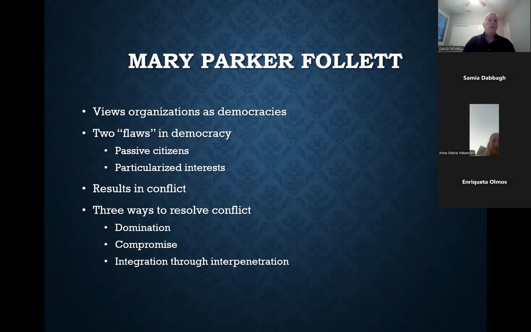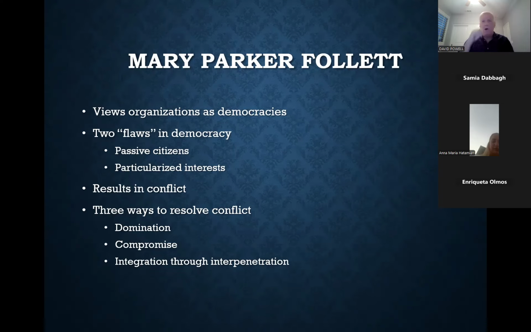The most appropriate way of dealing with conflict, she says, is through integration. Through integration, we allow people to participate. They share ideas, and as people share those ideas, the ideas interpenetrate from one person to another. That interpenetration of ideas allows us to create a synthesis of ideas to come up with a synthesized solution. That synthesized solution doesn't come from one group or another. It's something we have created together as an organization.